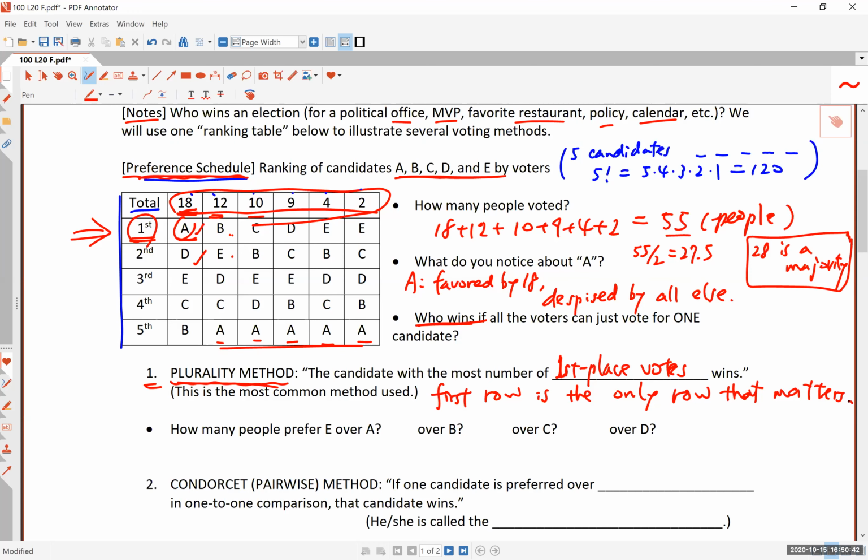All right, should we give the answer here? Well, I think it's pretty obvious, right? A gets 18. B gets 12 first place votes.